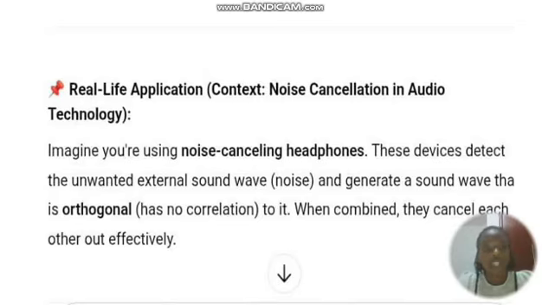Now, we are going to see the application in real life, which is noise cancellation in audio technology. Imagine you are using noise cancelling headphones. This device detects the unwanted external sound wave, which is noise, and it generates a sound wave that is orthogonal to it. When you combine them, they cancel each other out effectively.